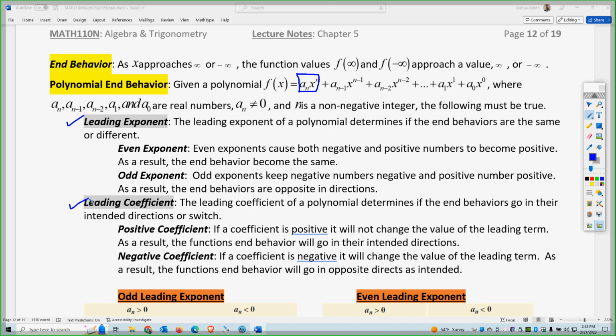Because if the exponent is even, the outcome will always be the same. If the exponent is odd, the outcomes are different. The leading coefficient just switches the outcomes. Positive is what you think, and negative is going to negate it essentially, right? And end behavior is essentially what's happening to the graph as you go out towards infinity. That's what we mean by end behavior: what happens at the ends of the graph.